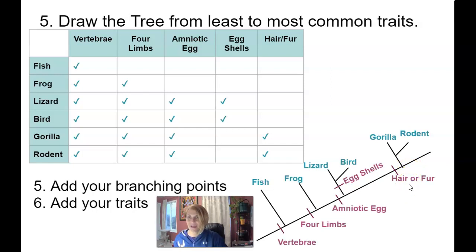Okay? So, be able to find close relationships, further relationships, derived traits, ancestral traits, the number of clades, the number of nodes, the number of branching points, those sorts of things. Okay? So I hope that was helpful.